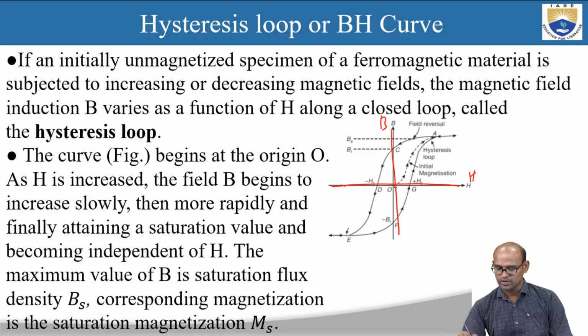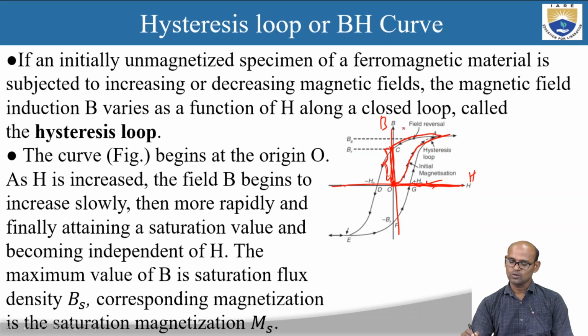In the beginning, without applying a magnetic field, B is 0. As I apply a magnetic field in this direction, the magnetic field induction increases slowly. As I decrease the magnetic field, the magnetic induction also decreases, but when the field is 0, the magnetic induction is not 0, it is finite. This magnetic induction is called residual magnetism, the magnetization that is stored in the material even in the absence of a magnetic field.